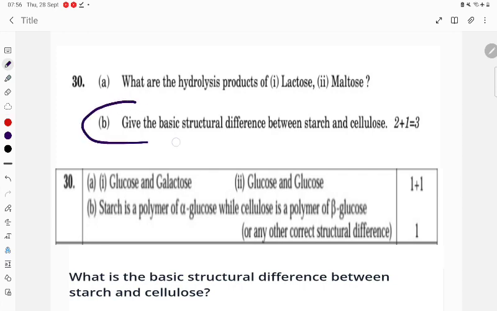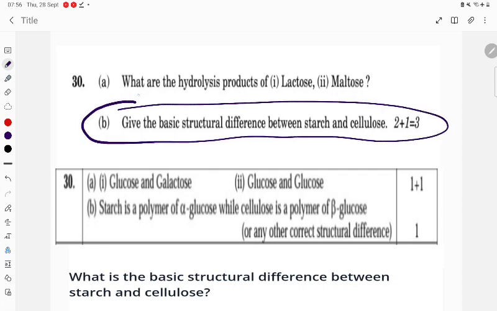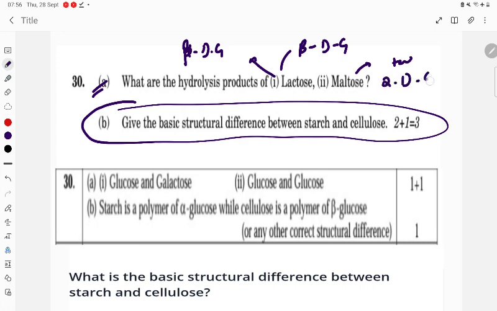What is the second one, the B part? The first one we have already done in the previous video. The first part is: what are the hydrolysis products of lactose? Lactose gives alpha D glucose and another, beta D galactose. Sorry, not alpha, lactose gives beta D glucose and beta D galactose. Maltose gives two molecules of alpha D glucose.